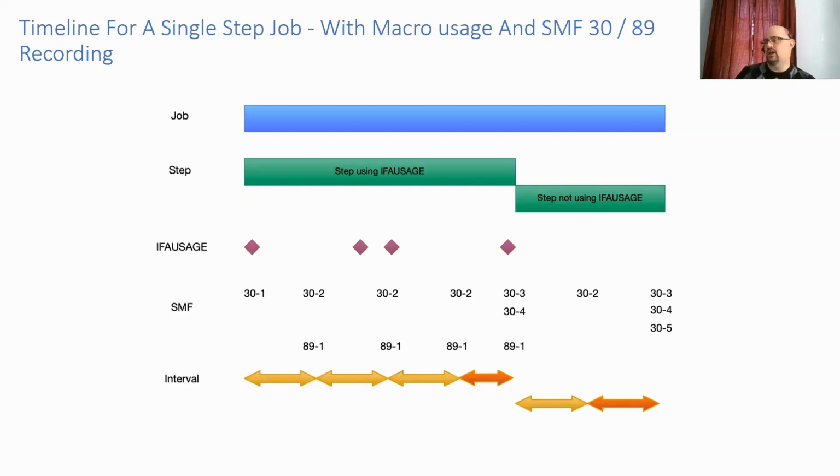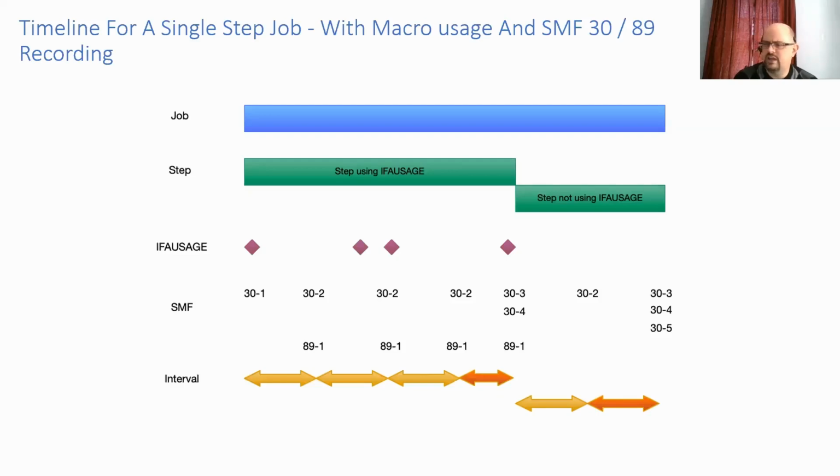At least for this job, the 89 subtype 1s collect all of the products running in the system. Even though we don't show it on the picture here, there might be 89 subtype 1s also occurring for other jobs, but this job won't be included in them, or we're only showing where this job is included in the 89 subtype 1s.